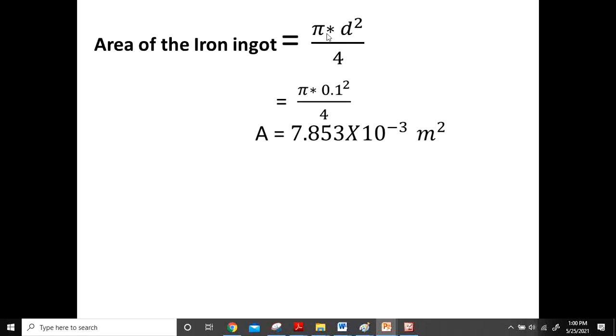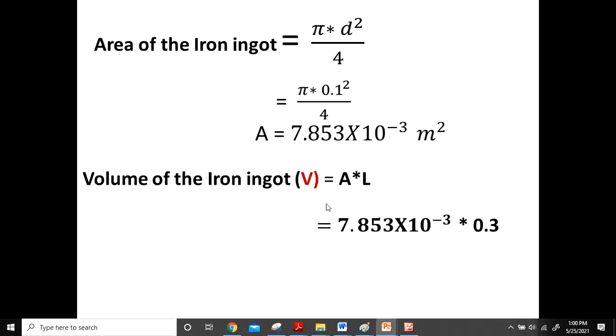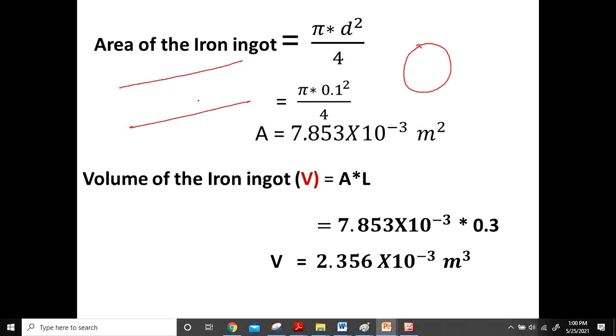The cross-section area of the ingot is pi d square divided by 4. Volume is area into length. Therefore this is the volume you will get. The surface area is different, that is pi d l, with diameter d and length l. The end area is pi d square divided by 4.